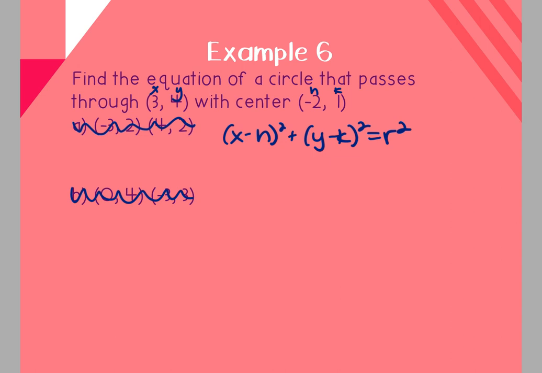Good. The center is the HK. The coordinate point is your x, y. You cannot switch those. It will mess it up. Do you have to switch the sign of the x and y when you plug it in? No. When you plug in the x and y, no.